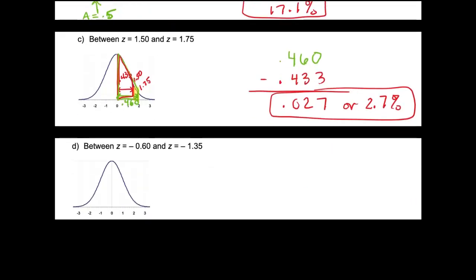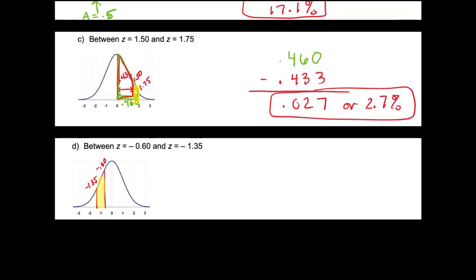Okay. And then lastly, it's very similar, it's just these are going to be negative. So if I have the area between z equals negative 0.60, that's a little bit more towards -1 than it is 0. So negative 0.60, and then negative 1.35, maybe about right there. And I want to find the area between. So notice in all of these pictures, the area that I'm trying to find is offset from the center. It doesn't touch that center line of 0. And so that's a really good way to just kind of figure out that you're going to need to subtract.